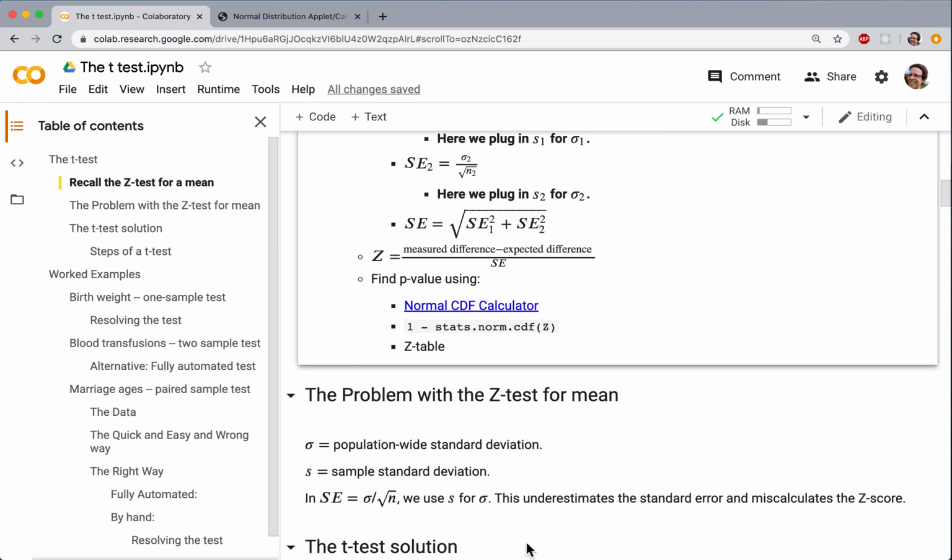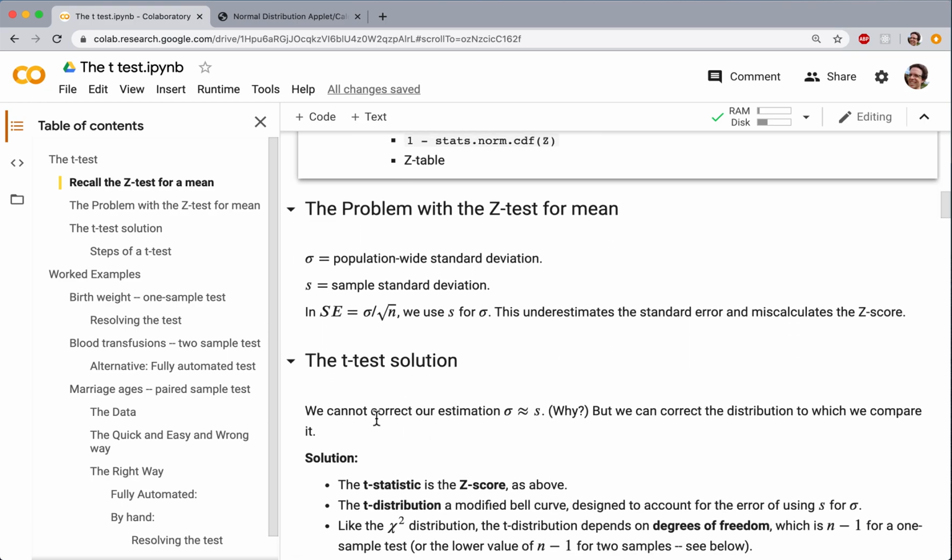Now, with this description of the problem, if I start trying to sell you a solution to this problem, you might think the solution is to do a better job calculating sigma, right? Use some sort of trick to do a better job calculating sigma instead of just substituting s. And that is what we would do if we knew how, but that's not something we know how to do because sigma requires the rest of the data from the rest of the population. We can't do that. So instead of correcting our estimate of sigma, we continue to use s for the standard error, but we can correct the distribution to which we compare it.